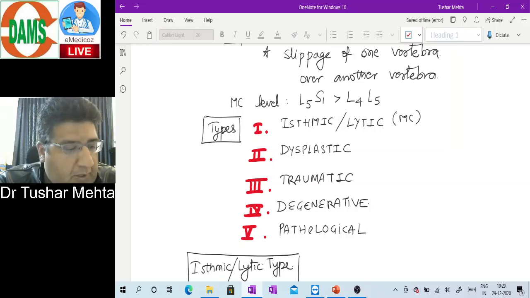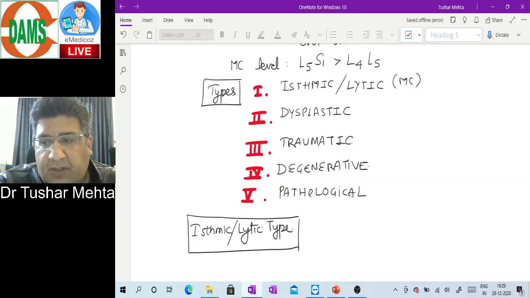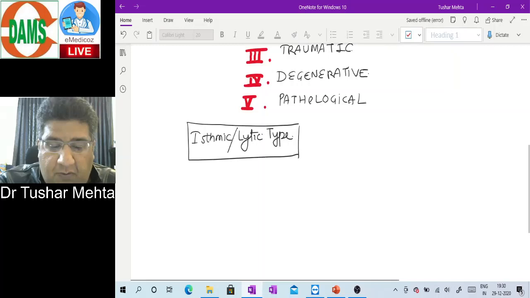Now, there are five types of spondylolisthesis. I have mentioned the types here. Isthmic or the lytic type, the most common. The second one is the dysplastic type. The third one is the traumatic type. The fourth one is the degenerative type. And the fifth one is the pathological type. We'll discuss all these five types. First of all, we will talk about isthmic or lytic type.